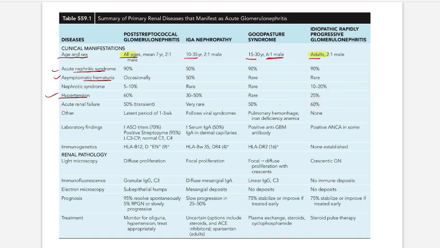Others: if there is a latent period of 1 to 3 weeks, we will think of PSGN. If something follows a viral syndrome of 2 to 3 days duration, we will think of IgA nephropathy. If pulmonary hemorrhage and iron deficiency anemia are associated, we will think of Goodpasture syndrome.